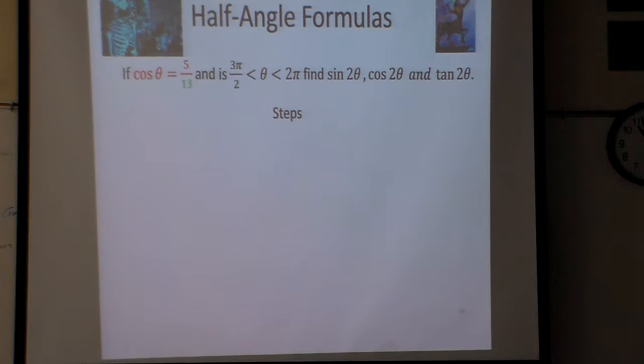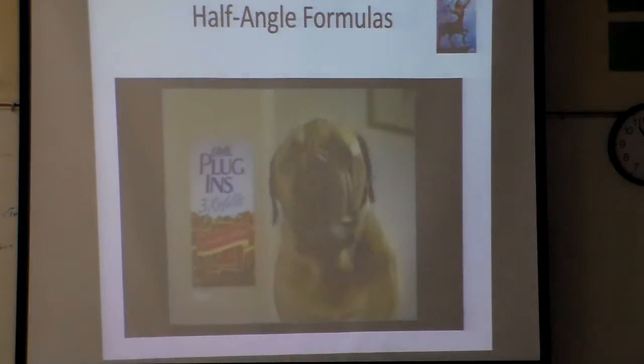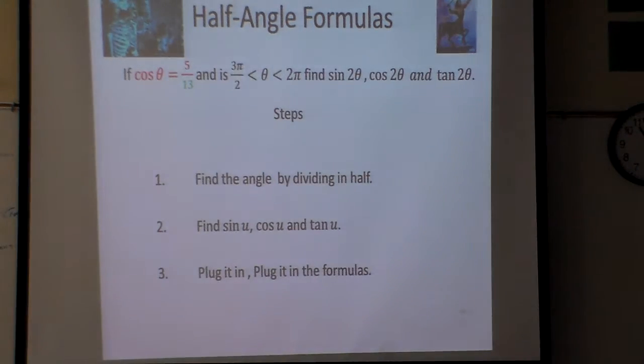So here we go. Suppose cosine is 5/13 and we're in this quadrant. First, we find the angle by dividing it in half. You can find sine u, cosine u, and tangent u. Those are the steps. Then we're going to plug them into our formulas and solve. That's a quick overview of what we're going to do with half angles.